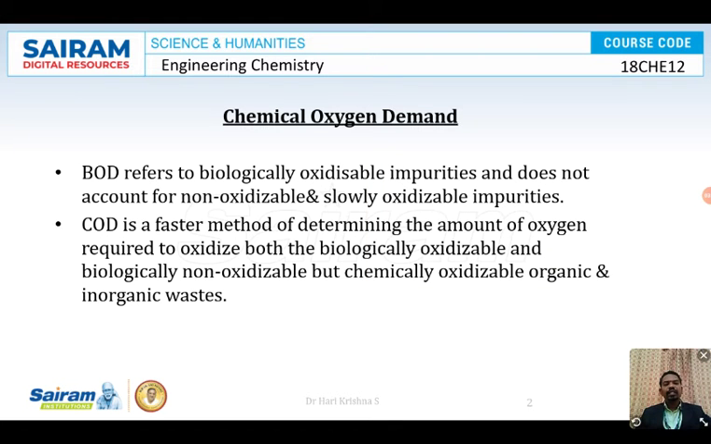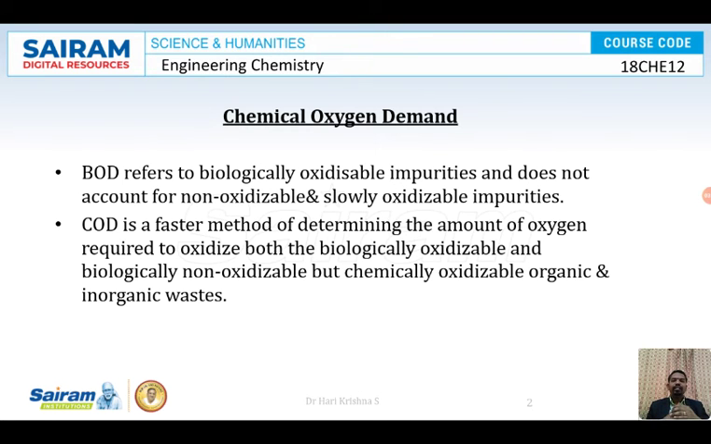Biological oxygen demand refers to the amount of oxygen in milligrams required to oxidize only biological waste using microorganisms over a period of 5 days. It is called biological oxygen demand. So BOD gives you only the amount of oxygen required to oxidize biologically degradable waste, or organic waste, or organic impurities.